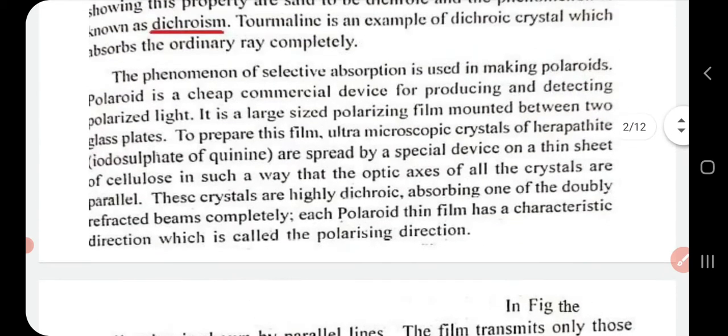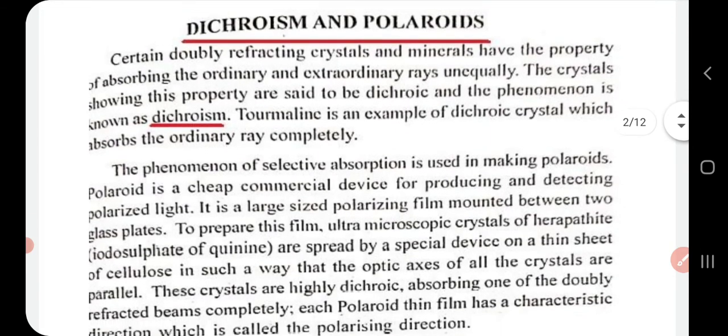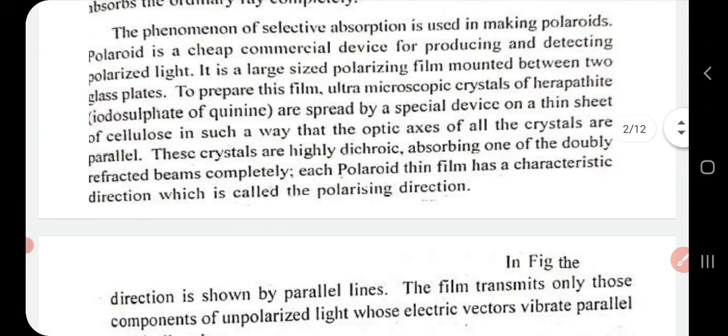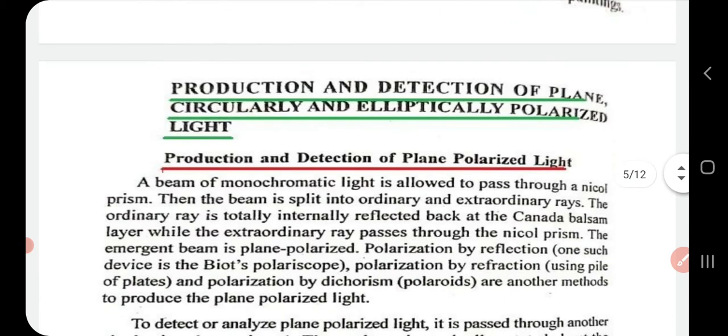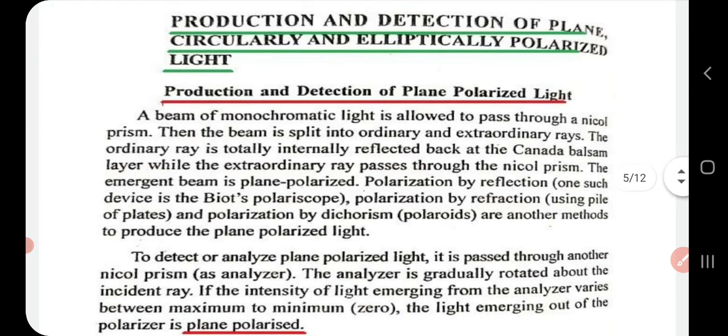So in this section: what is meant by dichroism, what are dichroic crystals, what is a Polaroid, how it is made, and then its uses. Okay. Now another important question here, that is an essay question, is to discuss the production and detection of plane polarized, circularly polarized and elliptically polarized light. So that is a sure essay question.